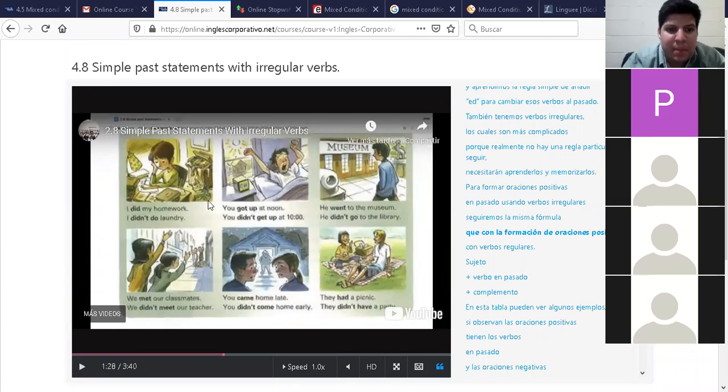How do you say hice mi tarea ayer? I did my homework. Yesterday. Very good. So subject, verb in past plus complement. Exactly. So it doesn't matter. How do you say no importa? It doesn't matter if it's a regular verb or an irregular verb. The structure is the same. How do you say la estructura es la misma? The structure is the same.